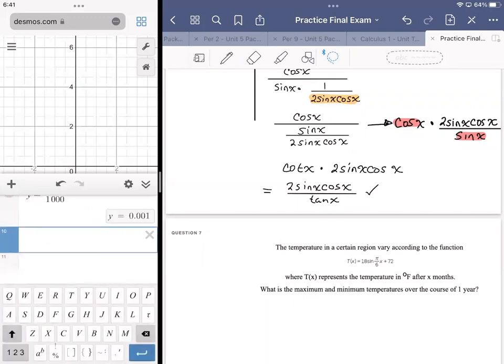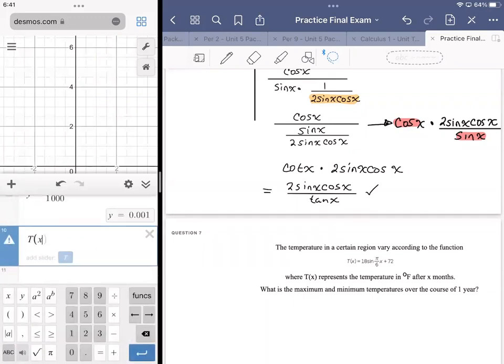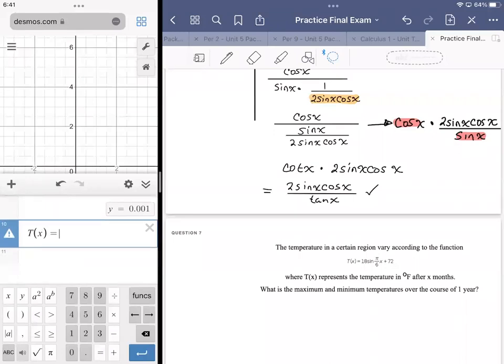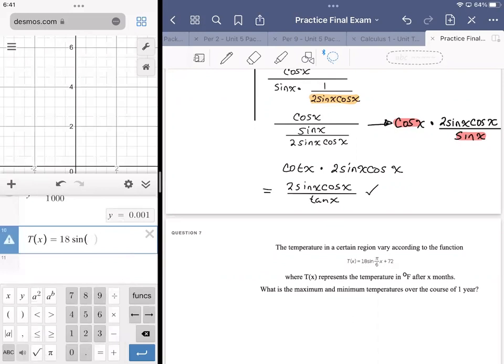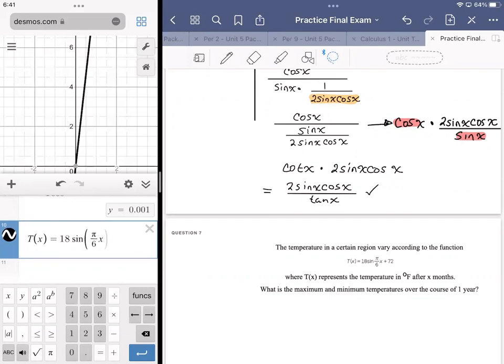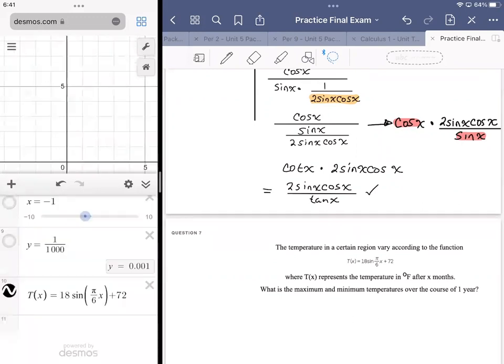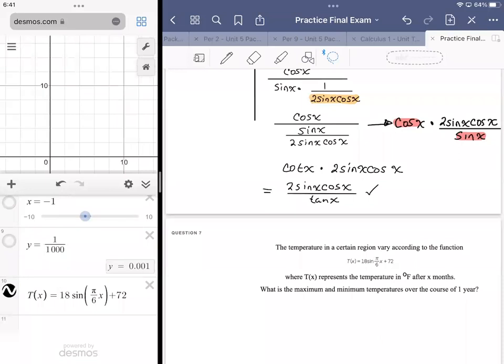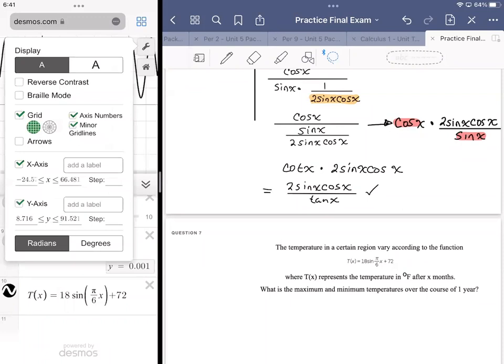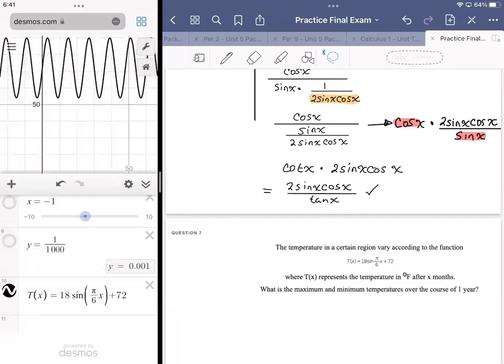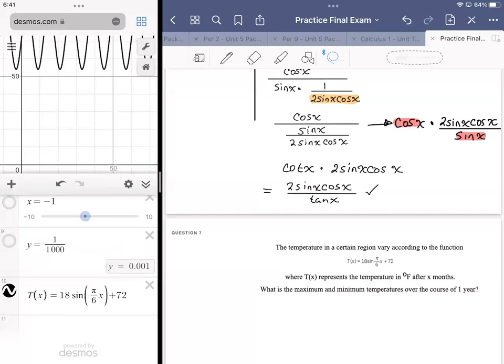So p of x is equal to 18 times the sine of pi over 6 times x plus 72. All right, nothing shows up on the graph, but that makes sense. I mean, the value is 72, so that's substantial. Make sure you're in the right mode. The mode should be radian. All right, the default setting is radian, so we're good there.